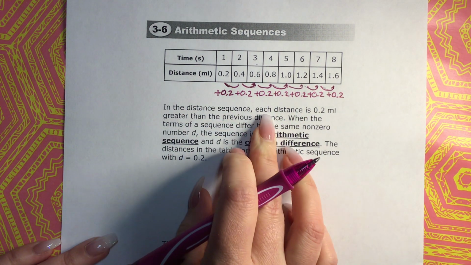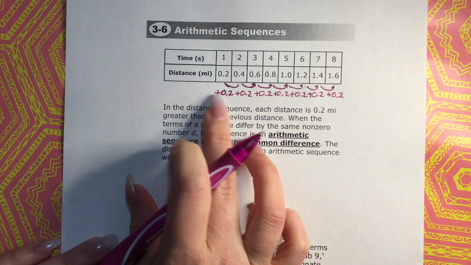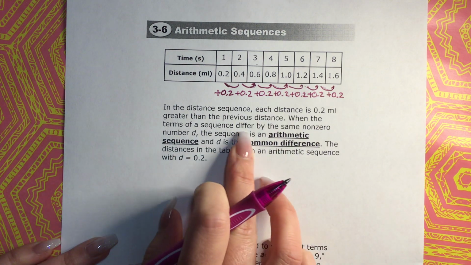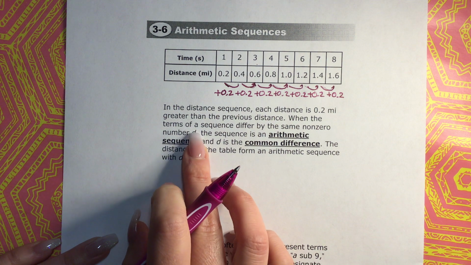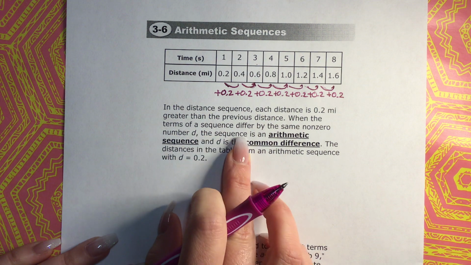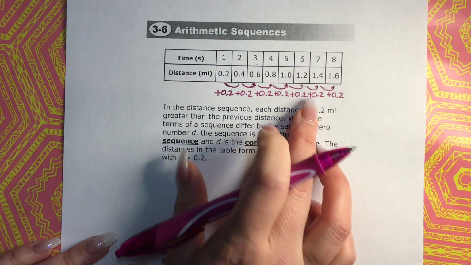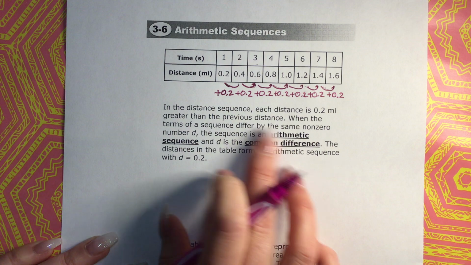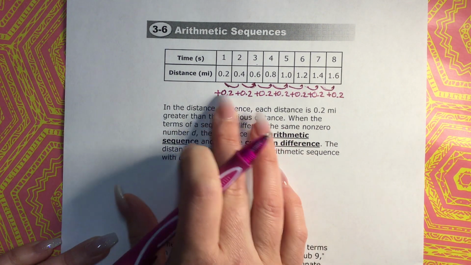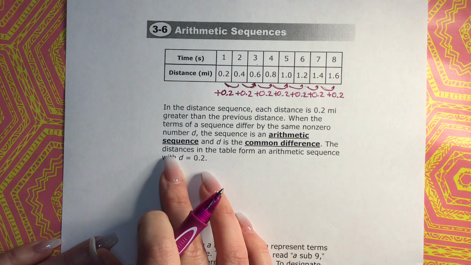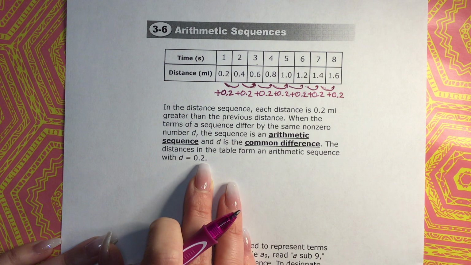So in the distance sequence, each distance is 0.2 of a mile greater than the previous distance. When the terms of a sequence differ by the same non-zero number d, so d is the difference, right, the sequence is an arithmetic sequence, okay? Notice how it's the same difference every single time. This is an example of an arithmetic sequence, and d is the common difference. So what is the common difference? Well, the distance in the table from the arithmetic sequence is d equals 0.2.